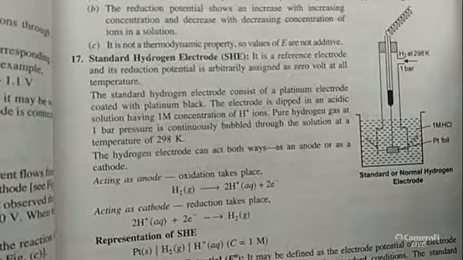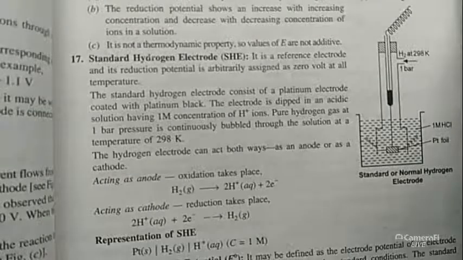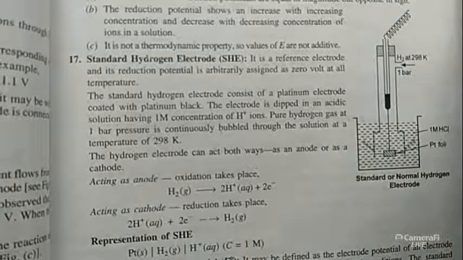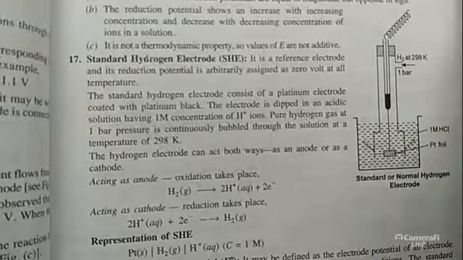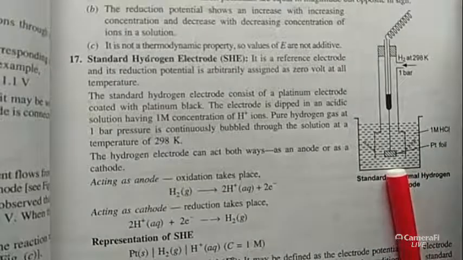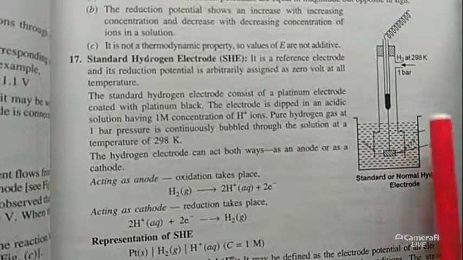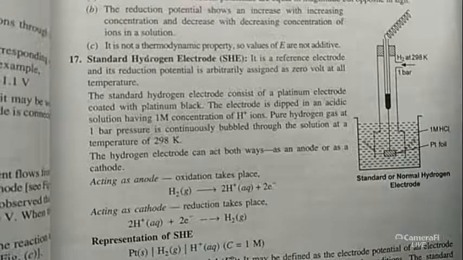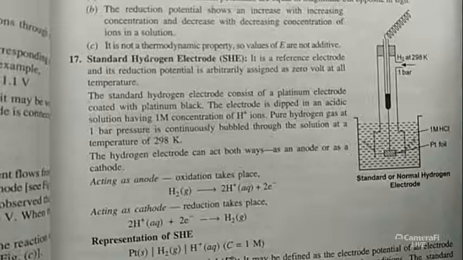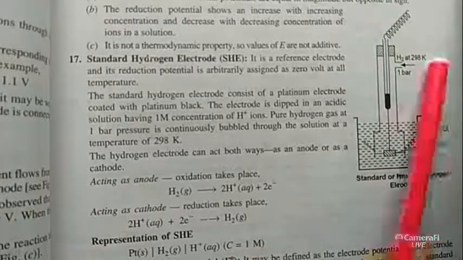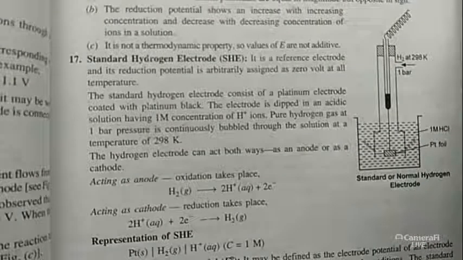Can you see the adjoining diagram? In the adjoining diagram, we could see a trough-like structure. In this trough-like structure, we have taken HCl, whose strength is 1 molar, and we have a platinum foil coated with platinum black. It is covered by a tube. At the beginning of the tube, we have an entry point where hydrogen gas is allowed to pass at a temperature of 298 Kelvin and a pressure of 1 bar, atmospheric pressure. This is the total setup of the standard hydrogen electrode, which is called SHE.